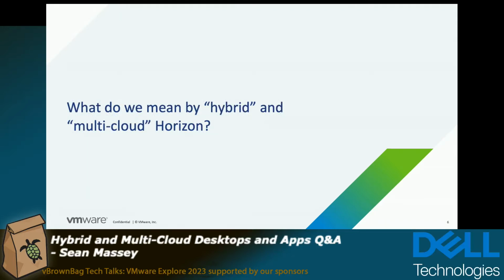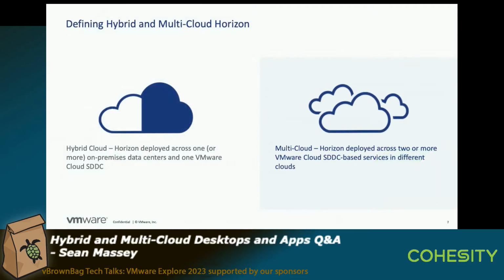So to get started, what do we mean by hybrid desktops and multi-cloud desktops and multi-cloud Horizon? It's like anything else when we're talking about hybrid and multi-cloud. Hybrid is you have your on-premises footprint and you're extending to the cloud, either one cloud or multiple clouds. And multi-cloud is across multiple clouds.